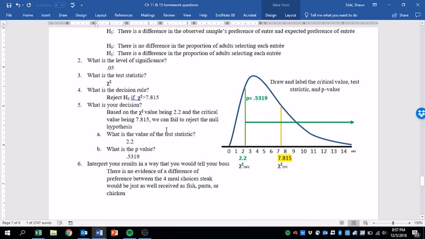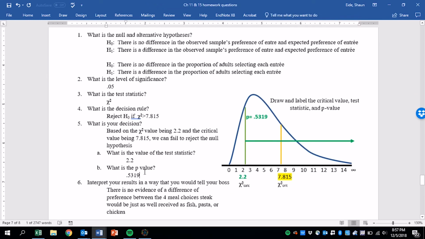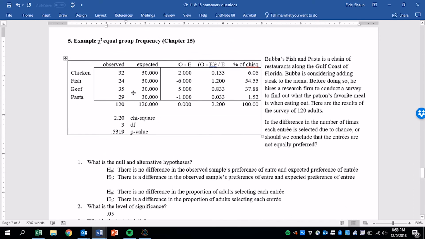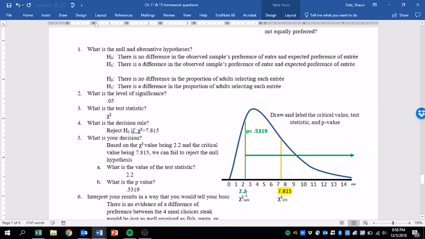And then you can see, once again, the value of the test statistic and the p-value, or the probability of this randomly occurring given that the null hypothesis is true. The probability of this result randomly occurring given that the null hypothesis is true is 0.5319 or 53.19%. So that p-value signifies the probability of getting this result or something more extreme than this. Something more extreme would be anything that's 2.2 or greater.